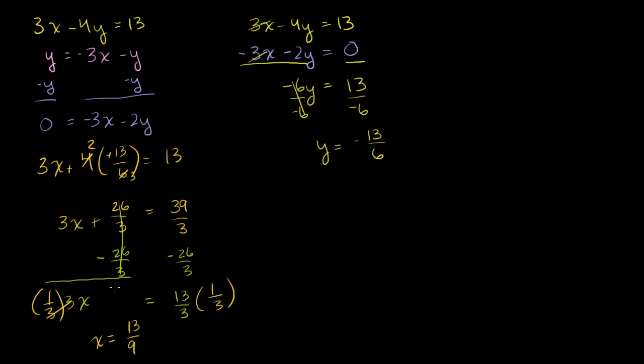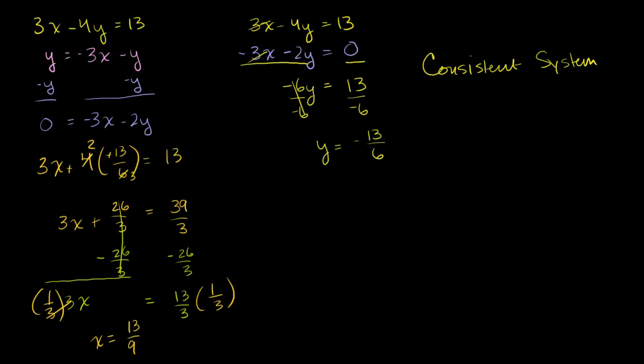So this system had a well-defined solution. The solution is x is equal to 13 over 9, and y is equal to negative 13 over 6. It only has one solution. If you think of these as lines, these two lines intersect in exactly one point. And a system like this, where it has exactly one solution, is called a consistent system of equations. Everything we've been doing so far has been consistent systems.